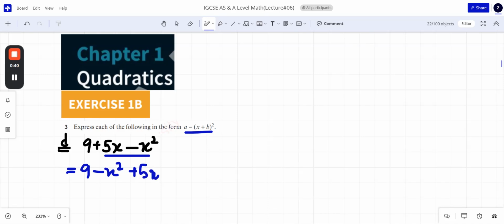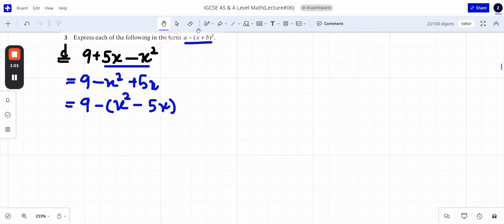The second thing is that the coefficient of the leading term should be positive. So we will take the minus common, or factor out the minus, so it will be x squared minus 5x. Now we will apply the completing square method in parentheses.